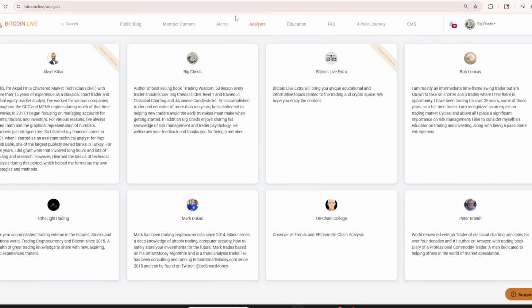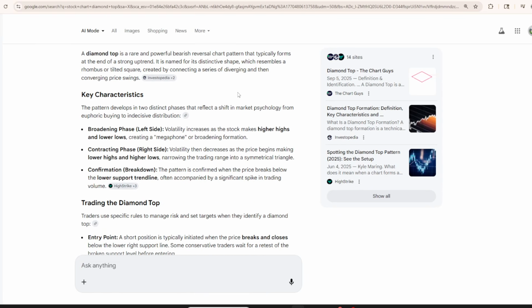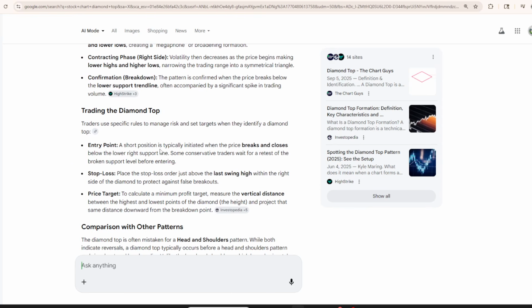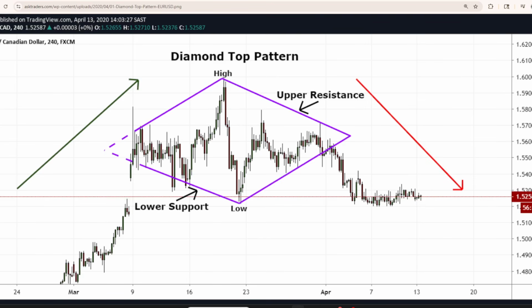For today's lesson, we're going to talk about the Diamond Top. Diamond Top is a bearish reversal, and of course, to reverse something, you need to have a trend. Now, of course, you can pause and read this on your own, the key characteristics and how to trade it. I have a little bit of a disagreement of how to trade this according to what you're going to read in some of the textbooks or in that AI overview.